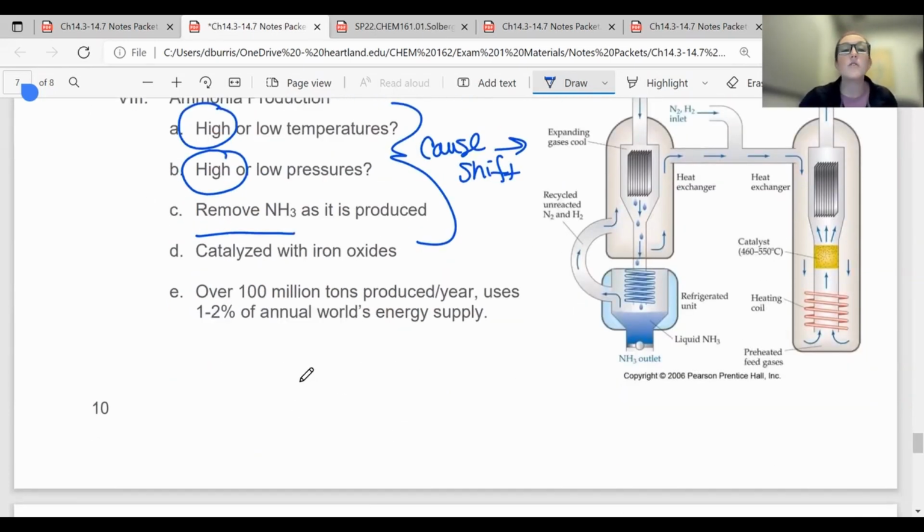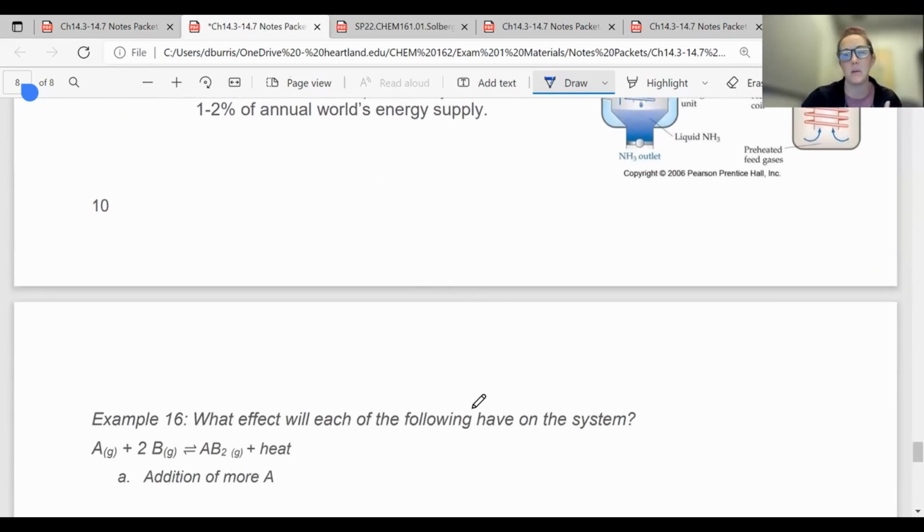Why is this important? Well, over 100 million tons are produced a year, which actually uses 1 to 2% of the annual world's energy supply, which is a lot if you think about it. It uses an insane amount of energy, but ammonia is extremely important to drive agriculture so we have things to eat. So that's why I talk about the Haber process. It's a really great example for what we're talking about.